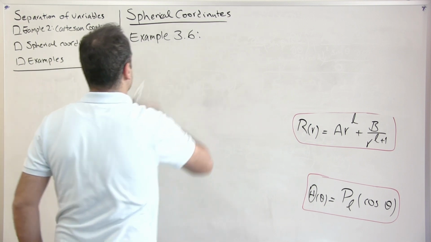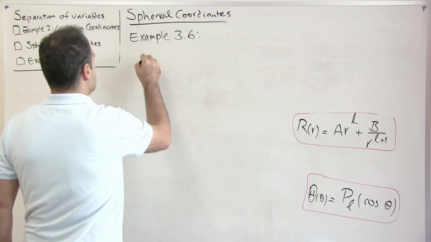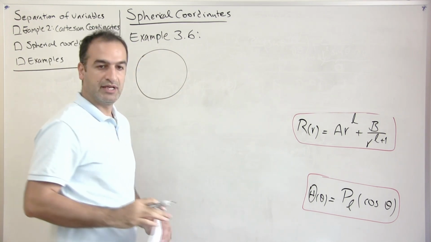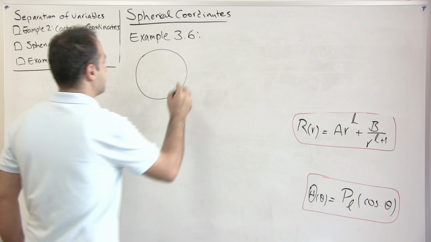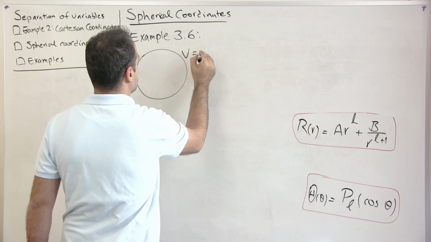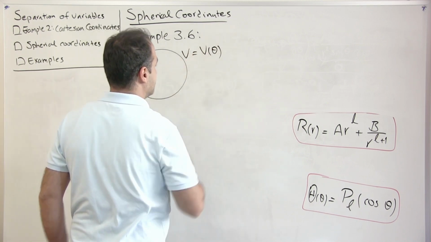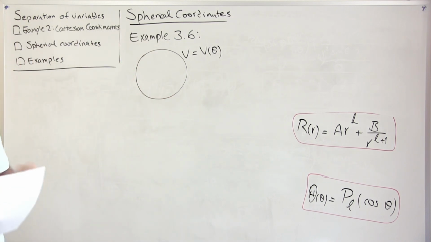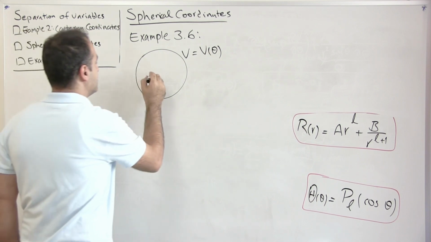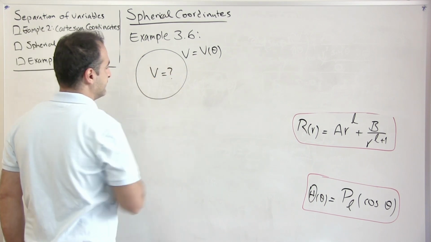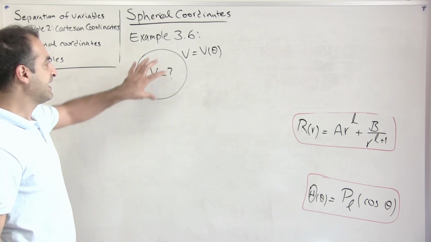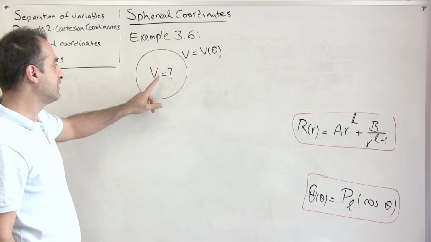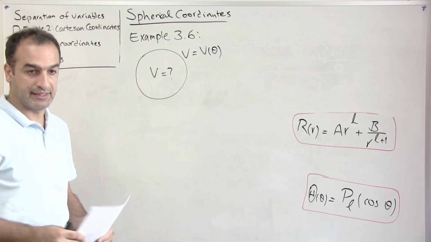So example 3.6 says, let's imagine you have a sphere and the potential on the sphere is given as a function of theta. Okay, so V on the sphere is V of theta. It's specified on the surface of the sphere. And the question is, what is the potential inside the sphere? Okay, so we have the value on the boundary, on the surface of the sphere. The question is, what is the potential inside?